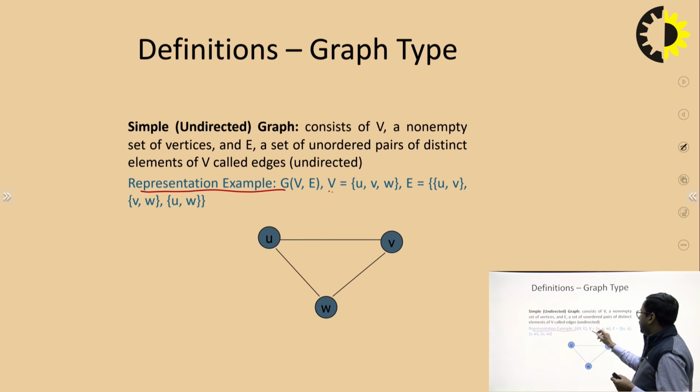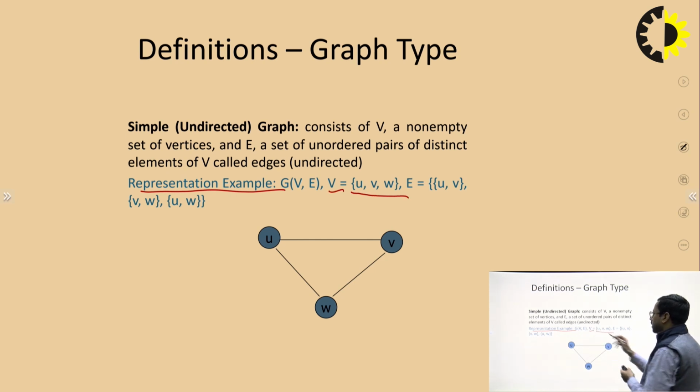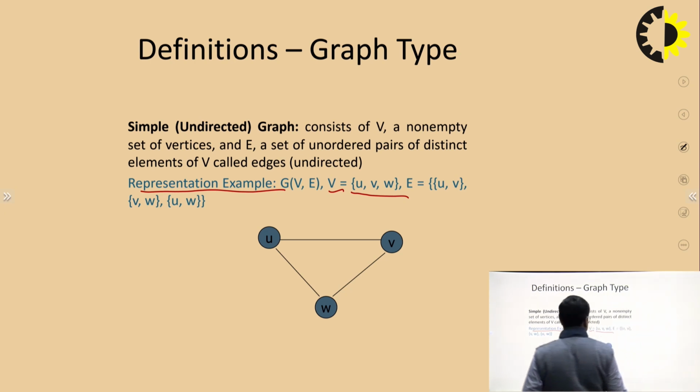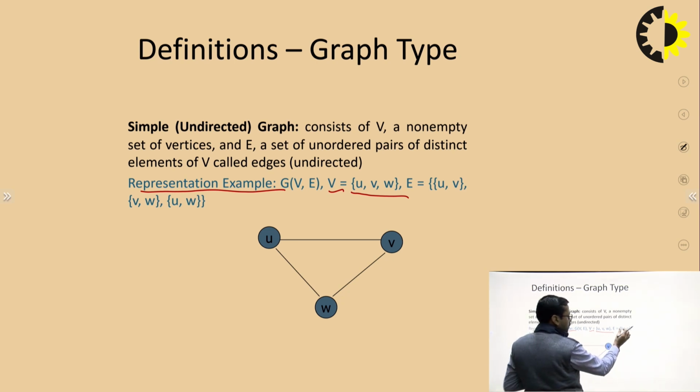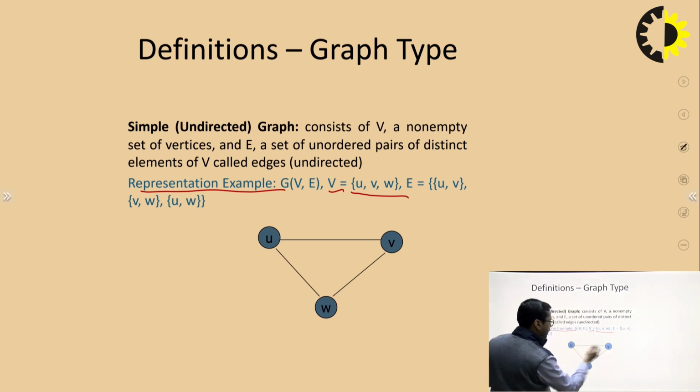Let's suppose V is the set of elements u, v, w and E is the set of edges (u, v), (v, w) and (u, w). That means the edge between u and v is represented as uv, this is vw, and this is uw. This is the concept of the simple graph.